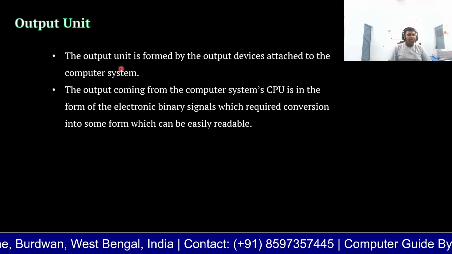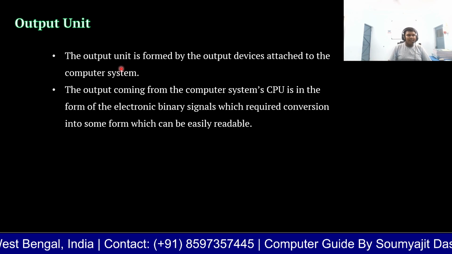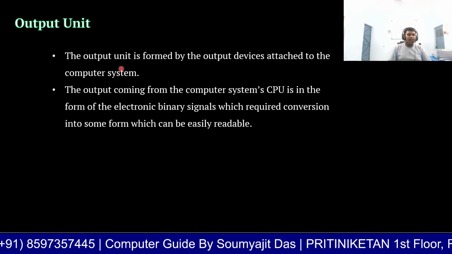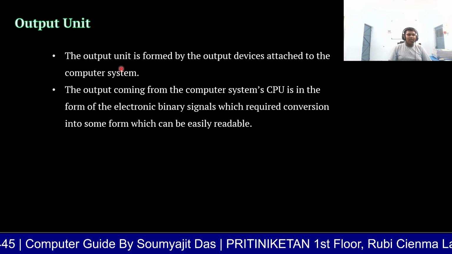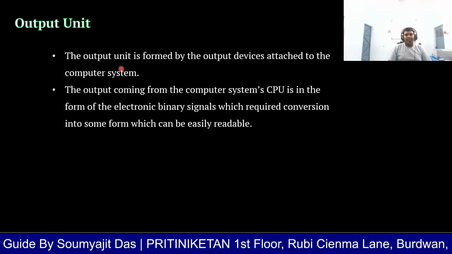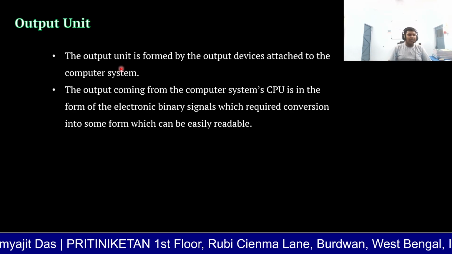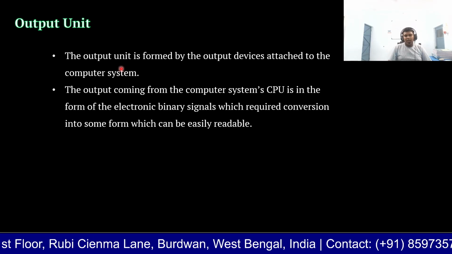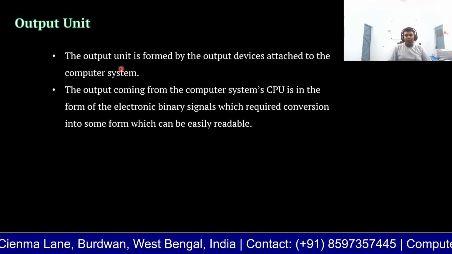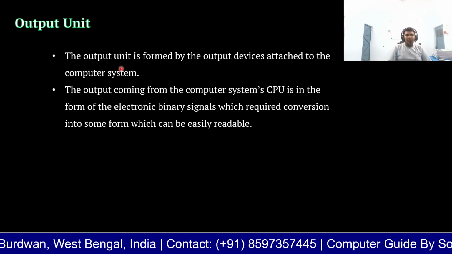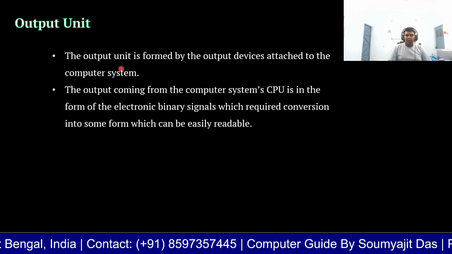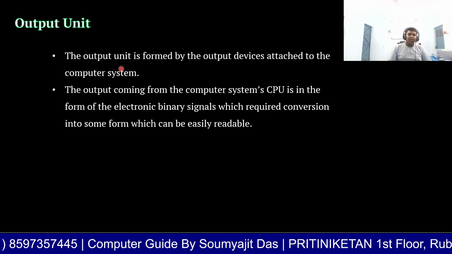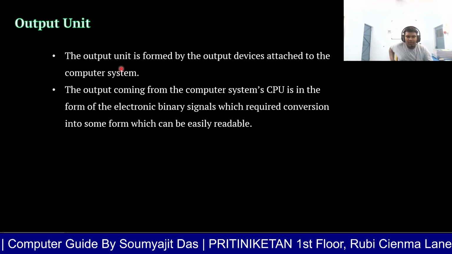Next, we have the output unit. The output unit is formed by the output devices attached to the computer system. The output coming from the computer system is in the form of electronic binary signals, which is converted into a form that can be easily readable. Let's take the example of our monitor. Whatever we are typing is processed by the computer as raw code. After this raw code, the output comes, and it must be presented to the user. For this, a monitor is required, which converts the binary digits into an electric signal and then displays the output.